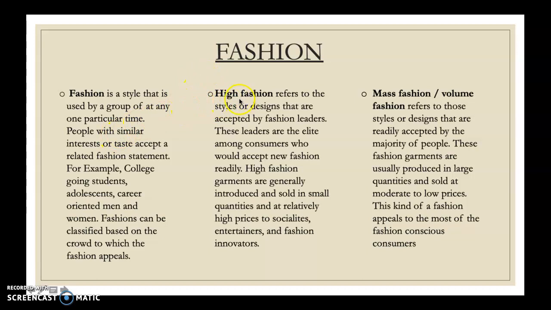Then we have high fashion. High fashion refers to the styles or designs that are accepted by fashion leaders. These leaders are the elite among consumers who would accept new fashion readily. High fashion garments are generally introduced and sold in small quantities and at relatively high prices to socialites, entertainers, and fashion innovators.